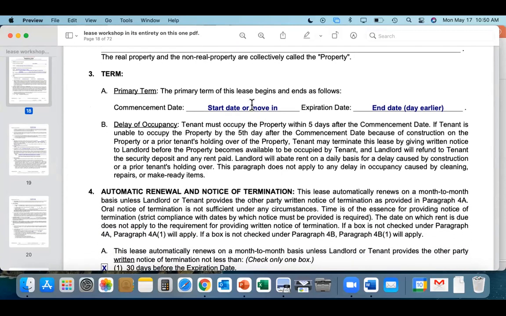The term, that's self-explanatory. That's their move-in date and the end date. They're going to do a 1 year or 2 year.